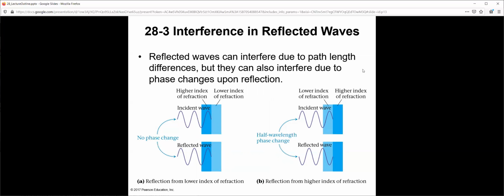When that happens, we do not get a phase change, meaning the wave enters at the top there, bounces back at the bottom, and it's essentially the same wave. It reflects. However, if the wave reflects off of a higher index of refraction, as shown in B on the right here, notice the incident wave is the wave that comes in. When the wave leaves, it is out of phase, such that where the wave entered with a peak and exited with a trough. This is a half wavelength phase change, causing destructive interference.